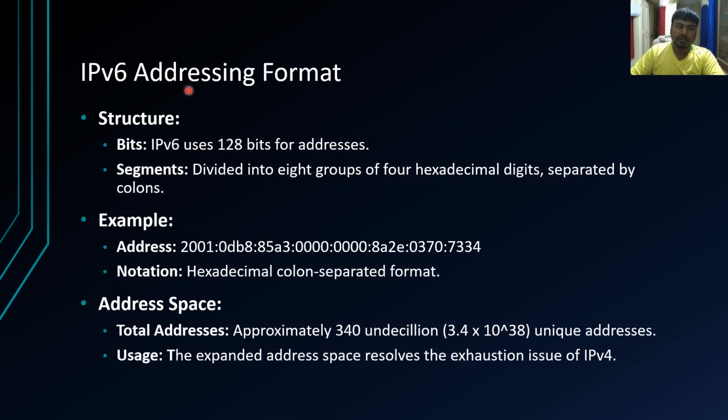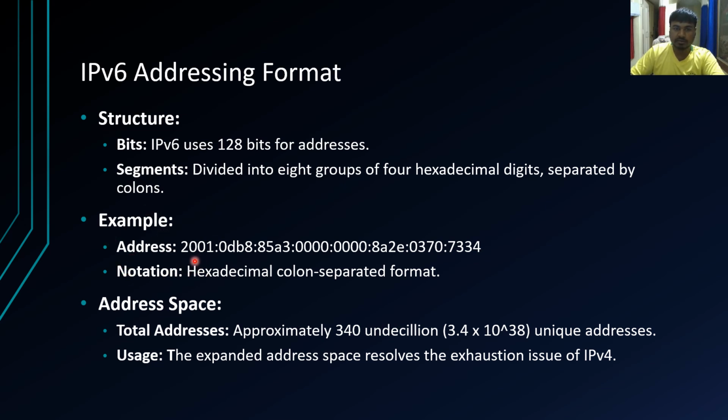Now let us see the IPv6, Internet Protocol version 6, addressing format. First, the structure. IPv6 uses 128 bits for addresses. The address is divided into 8 groups of 4 hexadecimal digits separated by colons. Let us see an example of the addresses.